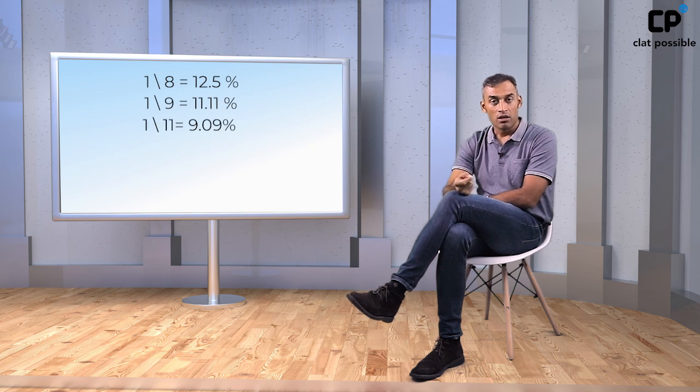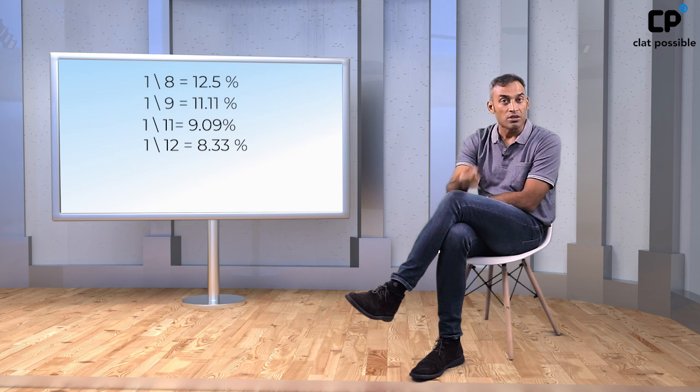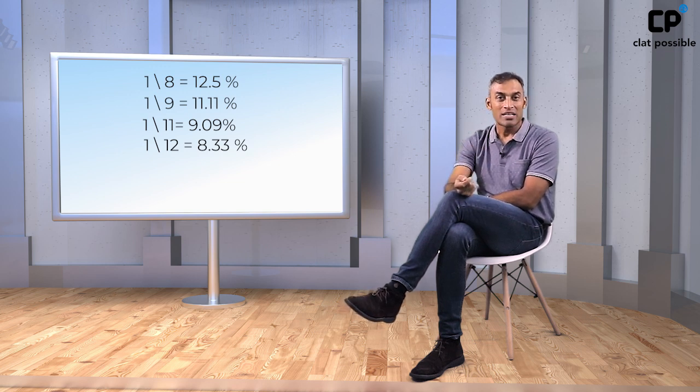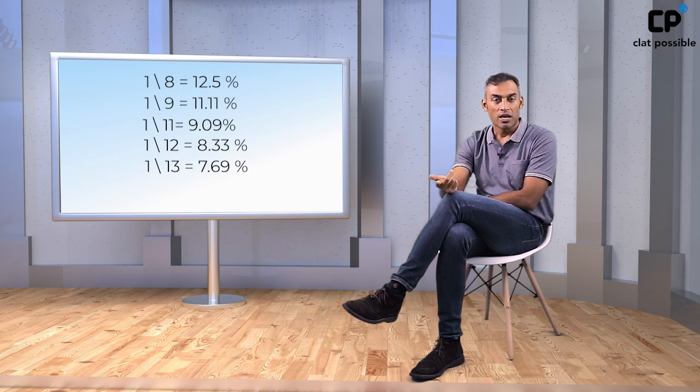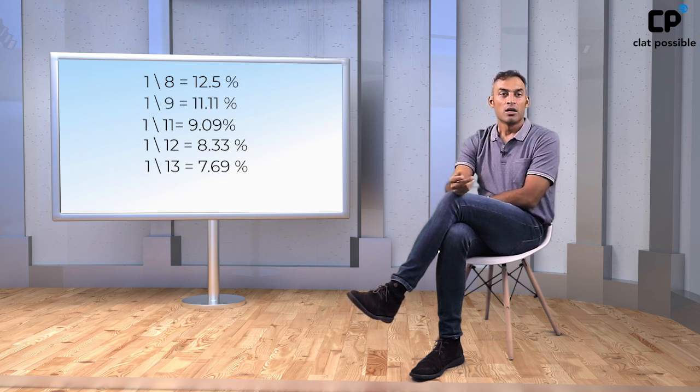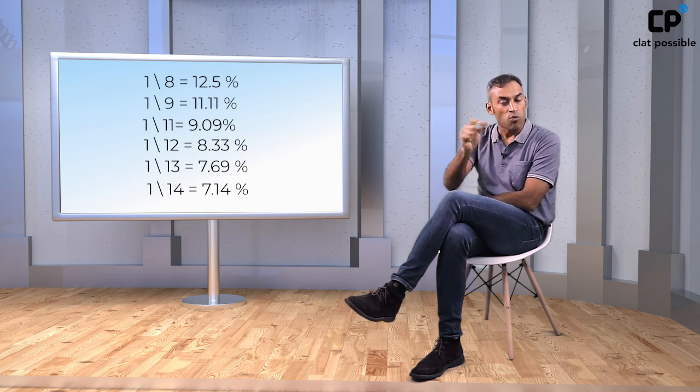1 by 11 is 9.09%. 1 by 12 is 8.33%. 1 by 13 is actually 7.69, but just remember 7.7. It's easy to remember, right? 1 by 14 is 7.14%.